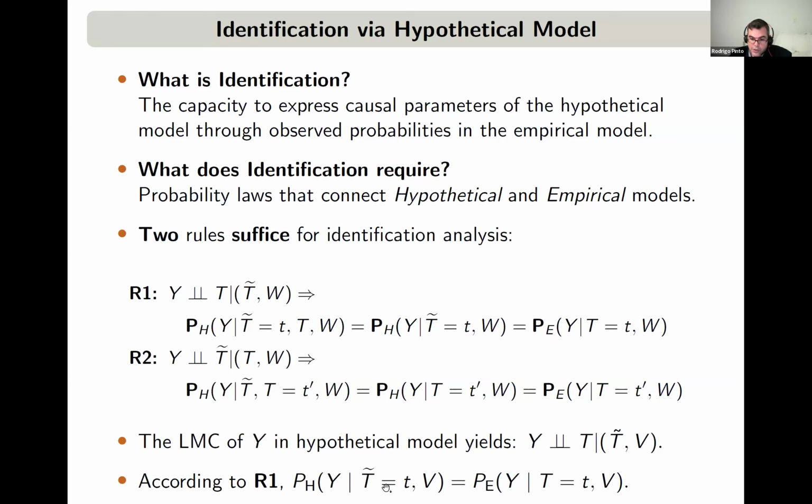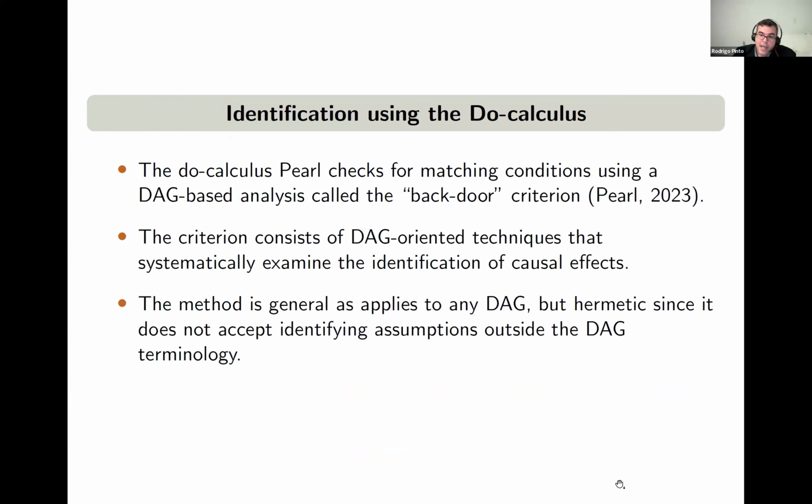So for instance, to show that we can indeed access the causal effects of T on Y by controlling for V, we just have to go in the hypothetical model of the IV model and check that Y is statistically independent of T conditional on T tilde and V, and then use one of the rules that gives the probability of Y conditional on T tilde equal to T. Again, this is a causal effect because I'm actually doing a hypothetical model that has this property of being exogenous, so I can manipulate this, and by manipulating it, I get the causal effect of T on Y. It turns out to be equal to the probability in the empirical model of Y conditional on T and V. And then you have the do calculus.